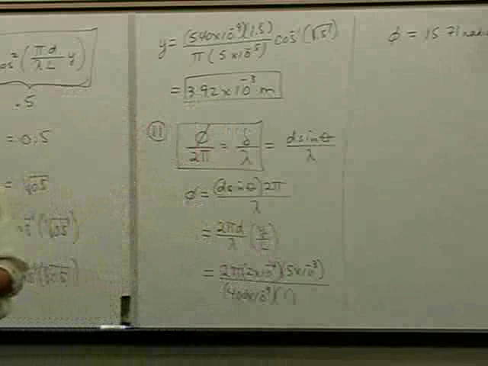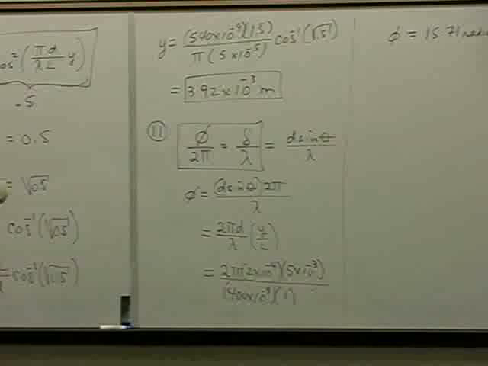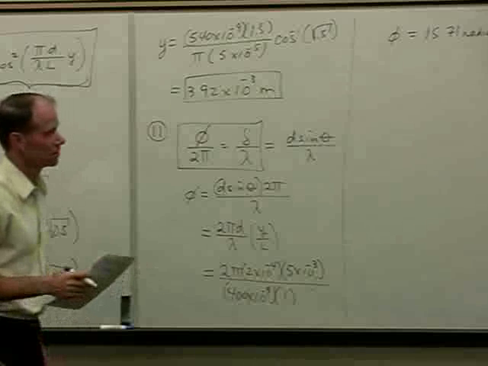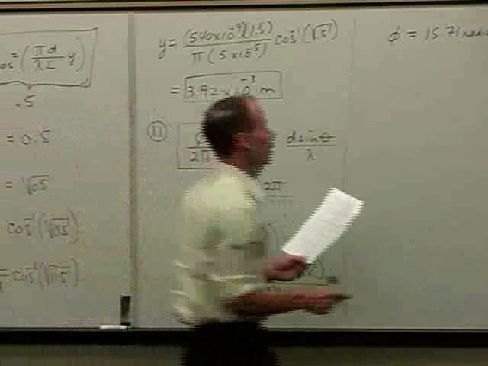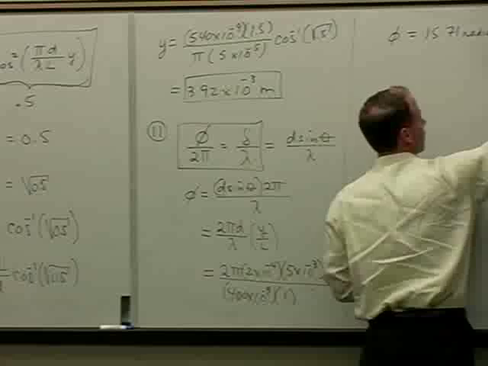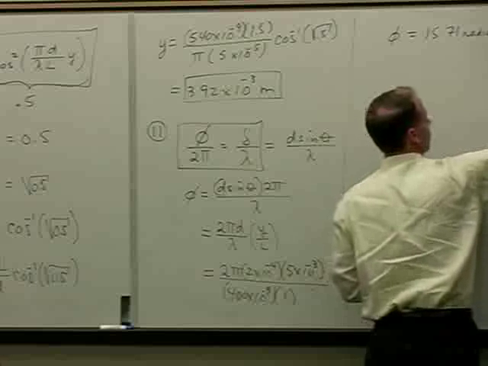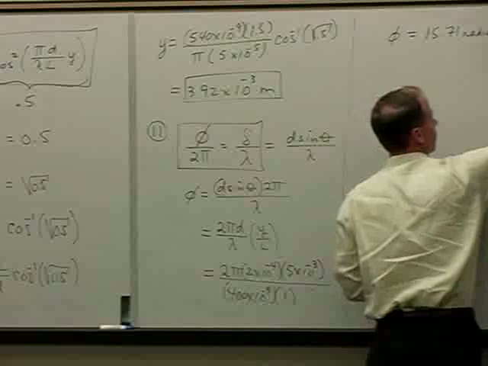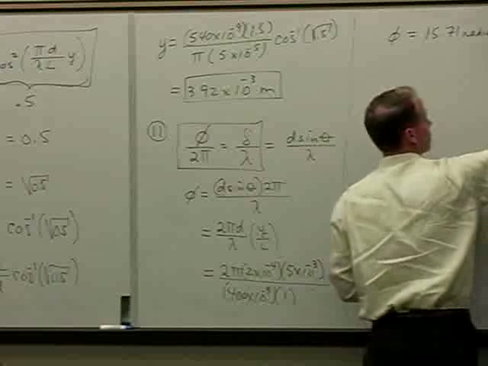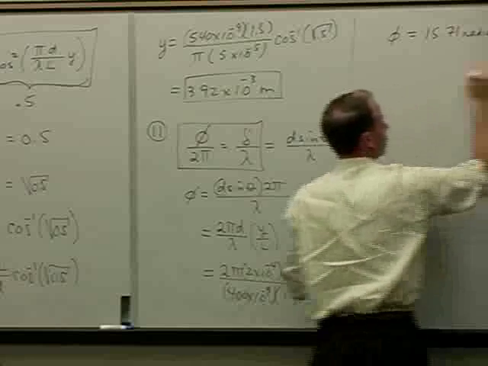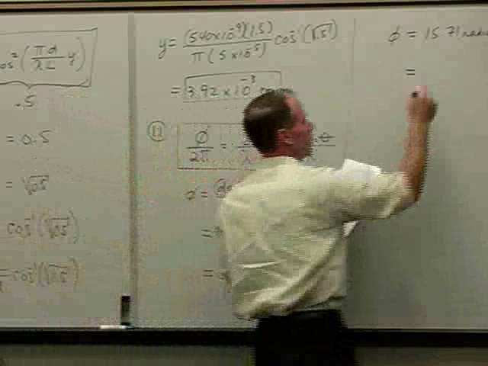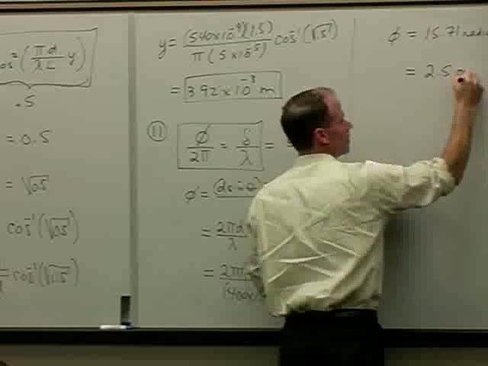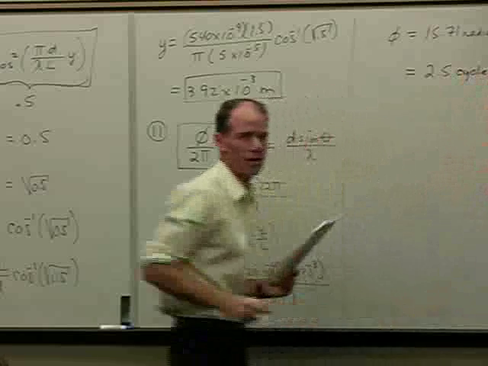But they wanted us to convert this answer to an angle between 0 and 360 degrees. So what we need to do is convert radians to how many cycles that would be. 2 pi radians per cycle. So if I multiply this by 1 cycle per 2 pi radians, I divide 15.71 by 2 pi. I get 2.5 cycles, or revolutions, if you will, any way you want to look at it.